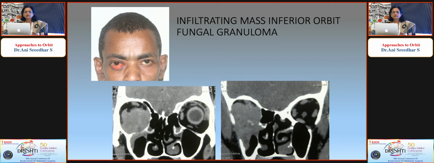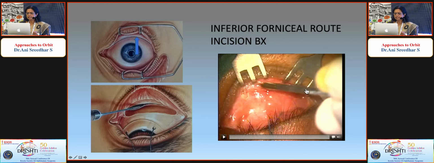This was an inferior infiltrating mass, infiltrating the maxillary sinus, and I thought it would be a carcinoma, but it turned out to be a fungal granuloma. In such cases, do not aim at removing the whole mass. You just have to do an incision biopsy, and this patient may require radiation and such things.